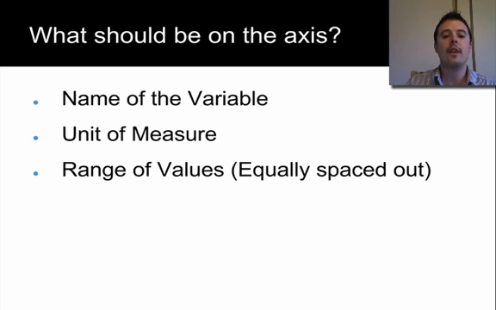Every axis should have the name, the unit of measure, and a range of values equally spaced out. And this is the hardest thing for students.